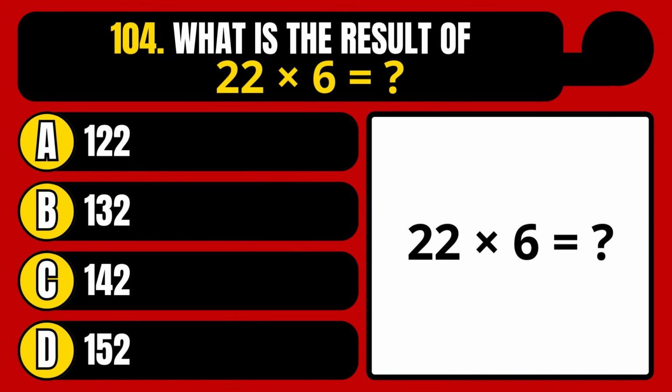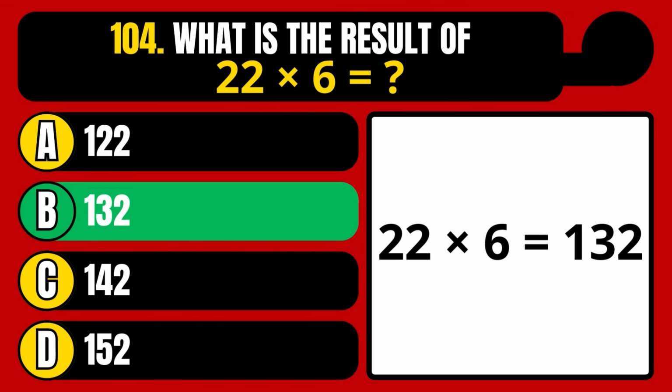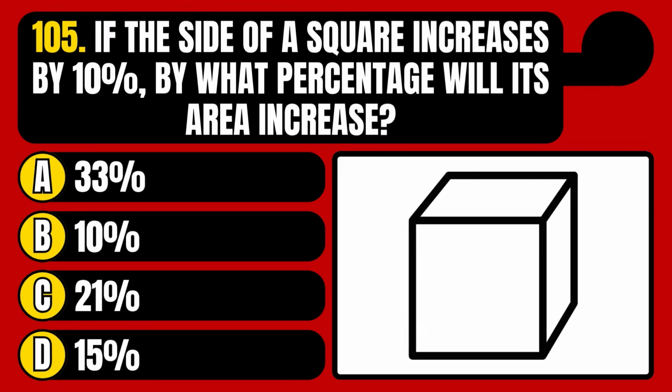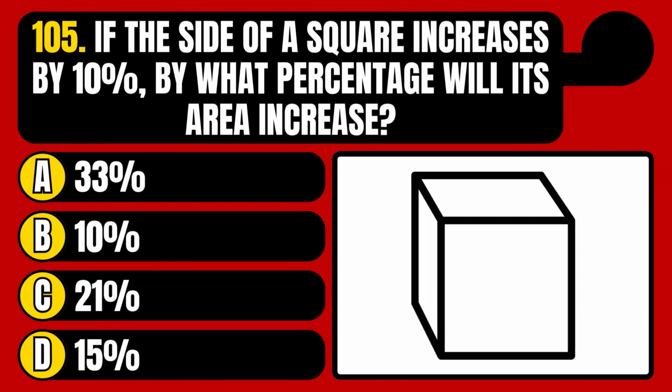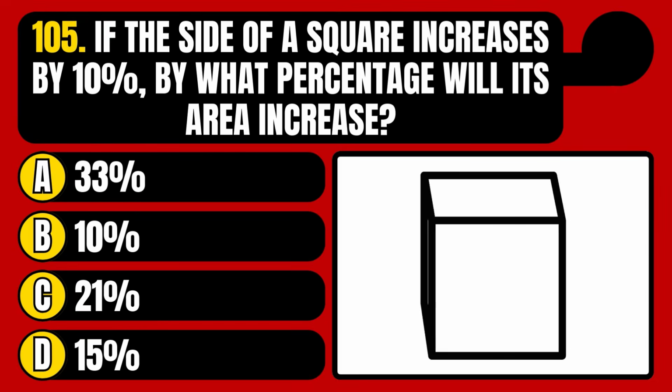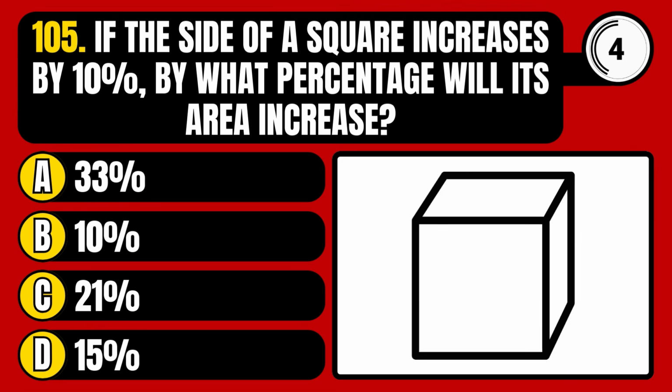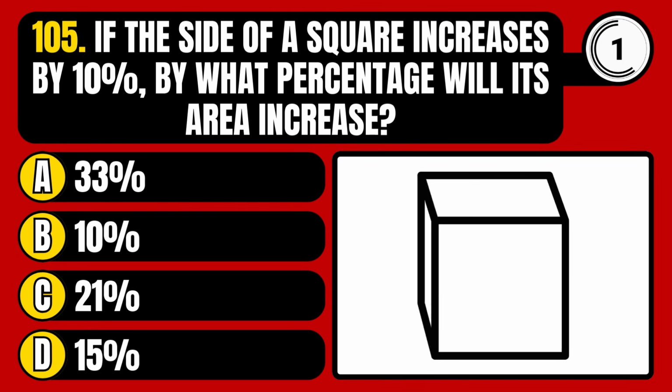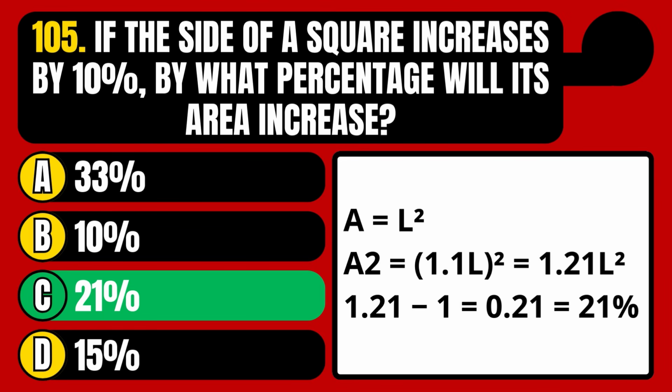What is the result of 22 times 6? 122, 132, 142, or 152? The correct answer is option B, 132. If the side of a square increases by 10%, by what percentage will its area increase? 33%, 10%, 21%, or 15%? The correct answer is option C, 21%.